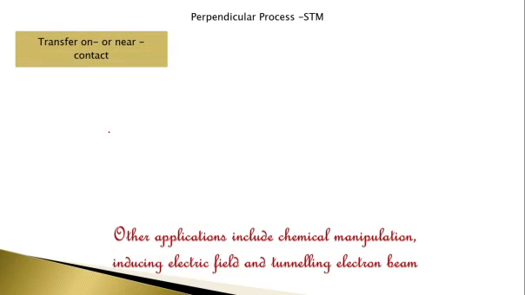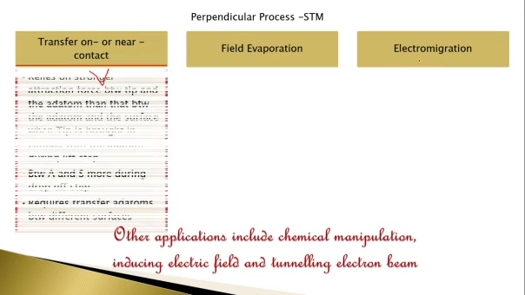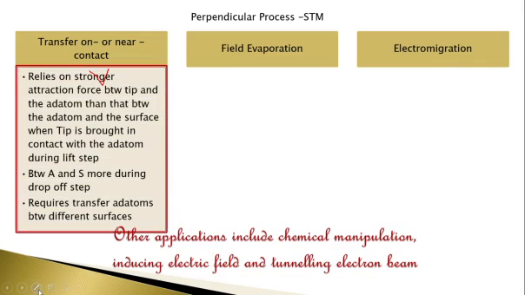So in the perpendicular process, you have three kinds of methods. One is called transfer on or near contact. That is, if the tip is in contact with the atom or it is near to the atom, then the atom will be attracted and lifted off in one way. Okay, so that process is called transfer on or near contact. Field evaporation means a field will be given and the atom will be evaporated and diffused. Electromigration, by giving an electric field, you can migrate the atom. So let us discuss the first method.